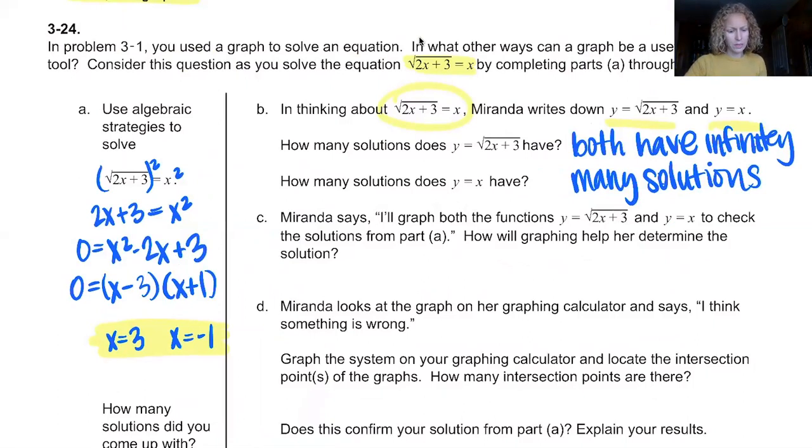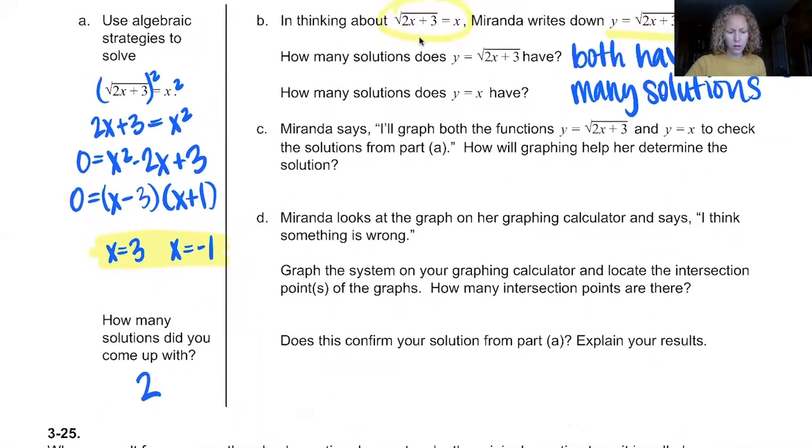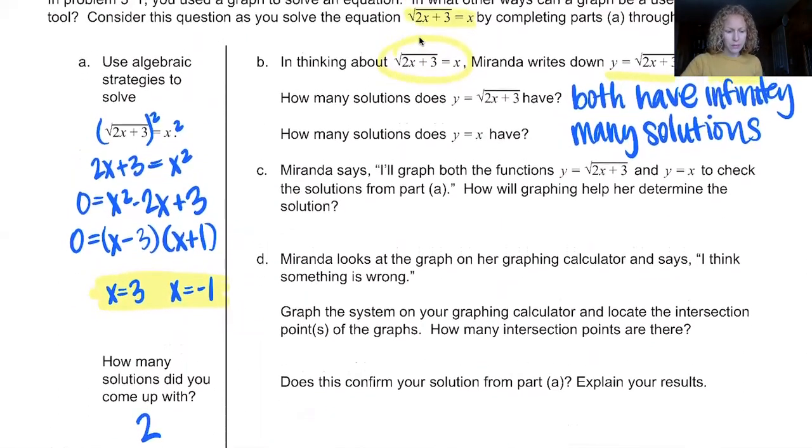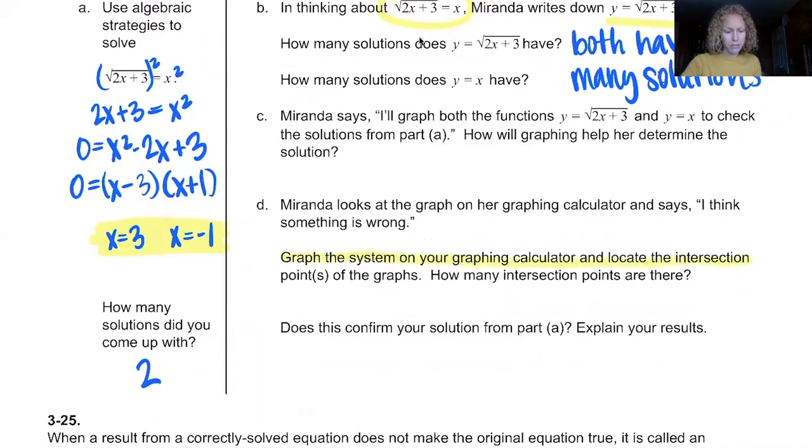So moving on, we did part C, we graphed them both. Miranda looks at the graph and thinks something's wrong. So again, my apologies for lagging, but I did graph these. How many intersection points are there? If you notice, there was only one.